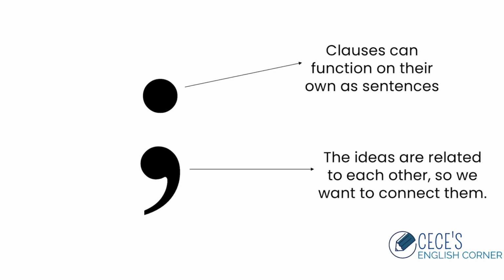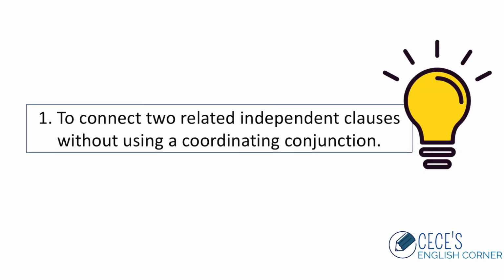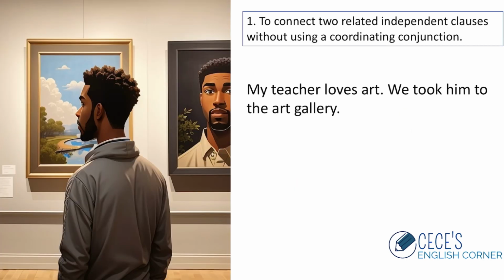Now let's go through 4 different functions of semicolons. Firstly, we use semicolons to connect 2 related independent clauses without using a coordinating conjunction. This means we're not using and, or, but, etc. For example, my teacher loves art; we took him to the art gallery. Again, these are 2 related and connected ideas. They can stand on their own as sentences. They're independent clauses. Because they're related, we can also connect them with a semicolon. When we connect them with a semicolon, we don't use a conjunction like and or but.